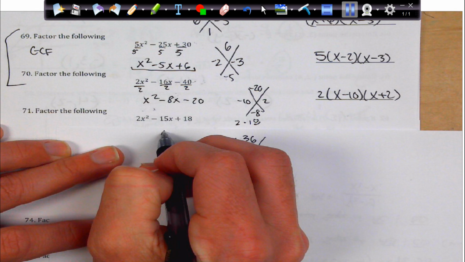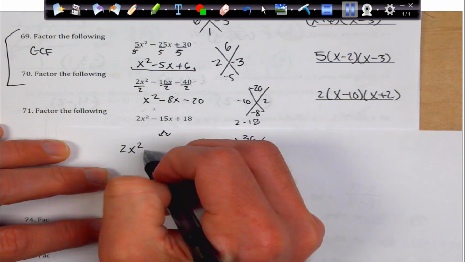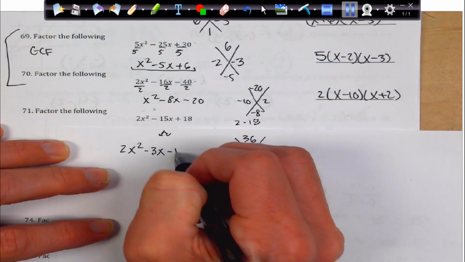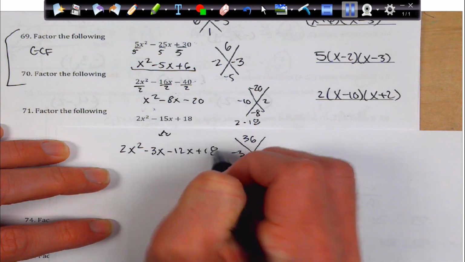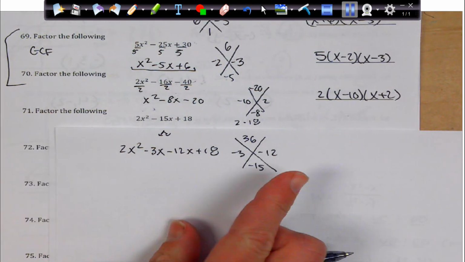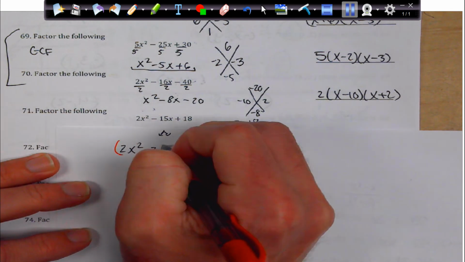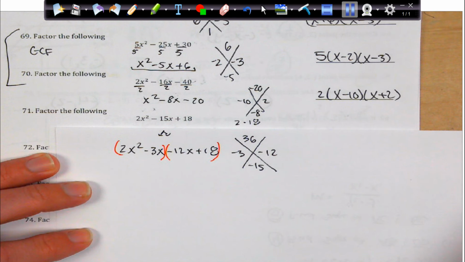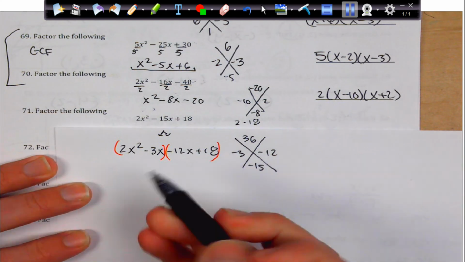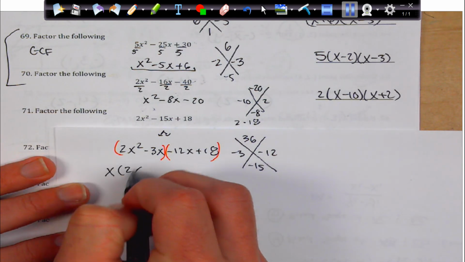And then here we can split that middle term. So we get 2x squared minus 3x minus 12x plus 18. Again, these two values just came from the negative 15, what we did over here. And then we want to factor by grouping. So we look for the thing that we can pull out. In this case, we can pull out an x, so we get 2x minus 3.